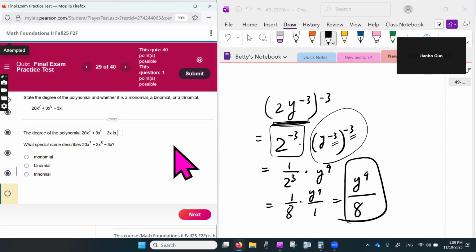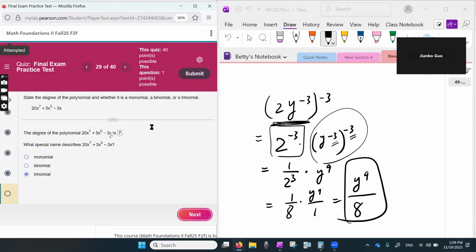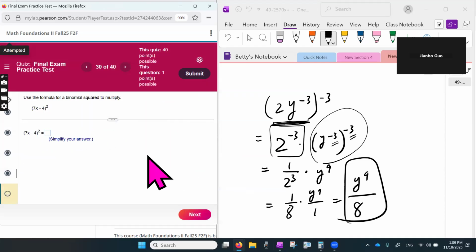29 is a trinomial. They ask the degree of the trinomial. Degree is 7, okay? The biggest number on the shoulder of variable x. Is this a monomial, binomial, trinomial? Of course, trinomial, 3 terms. That one is very simple, so please do not mess up that problem.